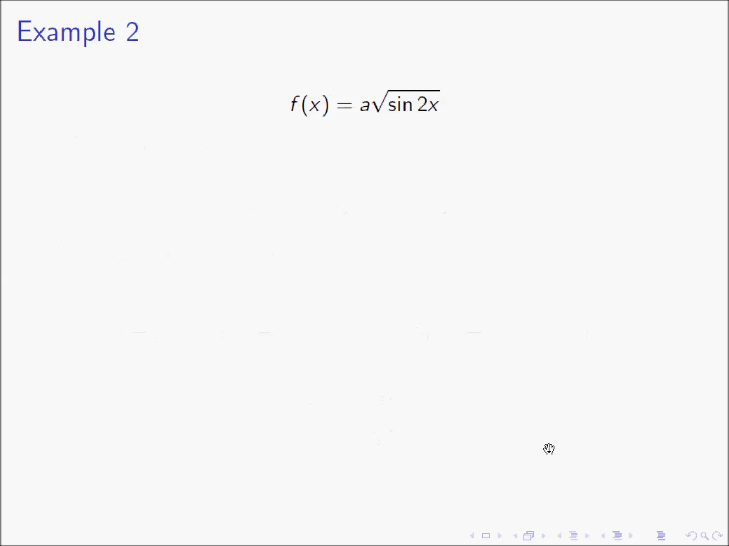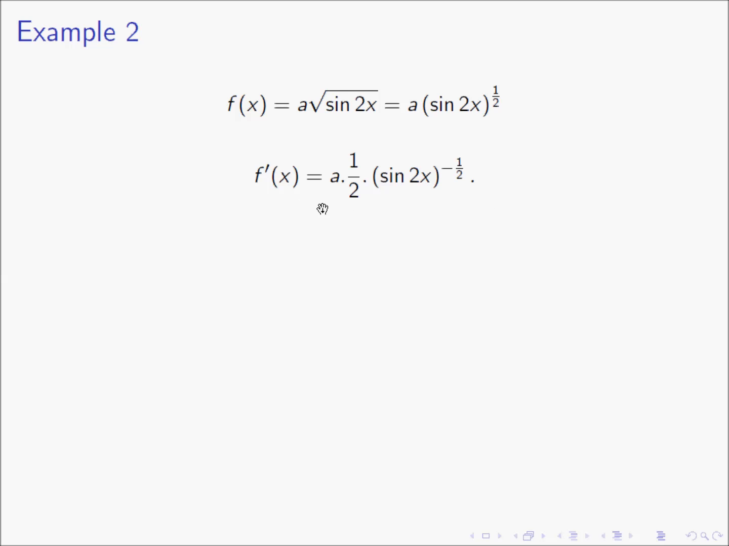Here we have a similar example, but inside the square root we have sine of 2x, and sine of 2x is a composite function again. We write the square root as an exponent, and now we can take the derivative. The derivative of the outer function, we forget about the inner function and take the derivative. That is a times 1/2 times the inner function to the minus 1/2. Now we multiply that by the derivative of the inner function. But the inner function is a composite function, so we need to apply the chain rule.